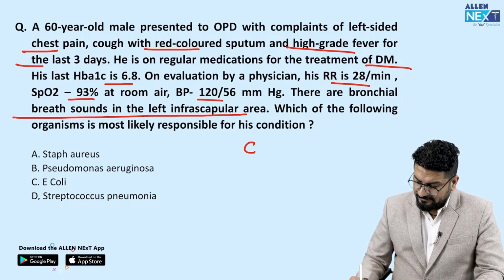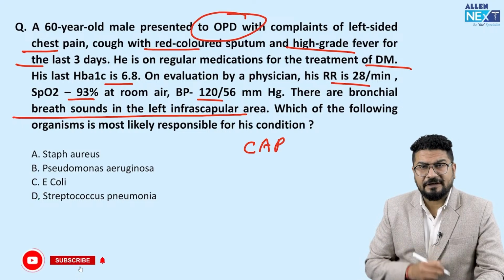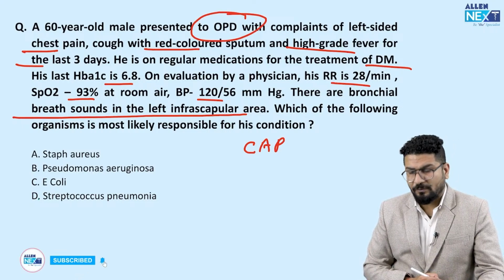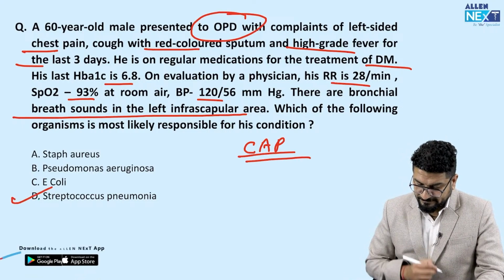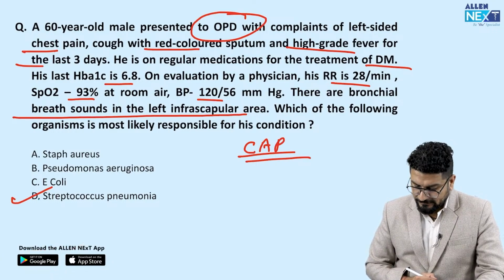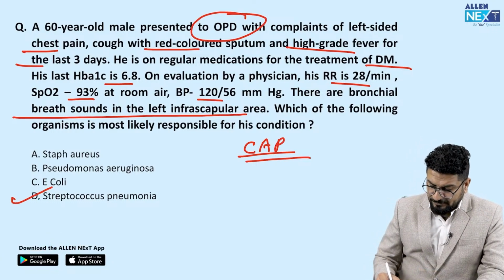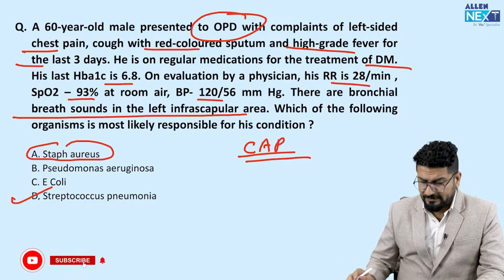So basically it's a case of CAP, because the patient is coming into the OPD. It's a case of community-acquired pneumonia, and they're asking you what the most common cause is. The most common cause will be Streptococcus pneumoniae. Is it clear? It's a case of CAP. If it were a hospitalized patient, then we could have thought of Staph aureus, but it is CAP.